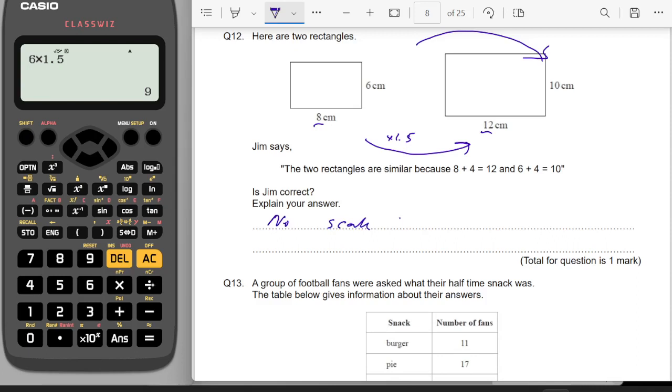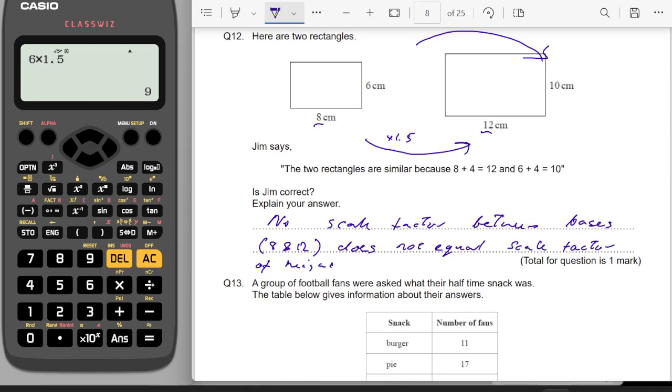Scale factor between bases, which are 8 and 12, does not equal scale factor of heights, which is 6 and 10. And I'm sure that will be enough for that question.